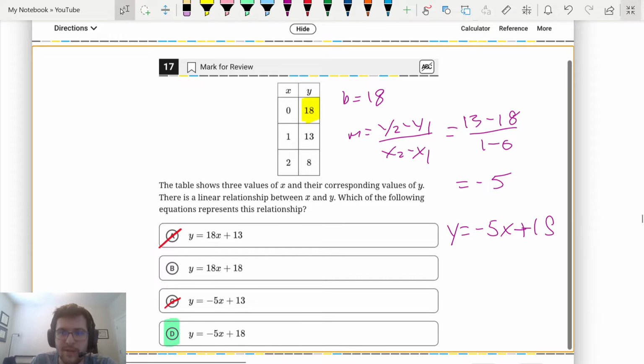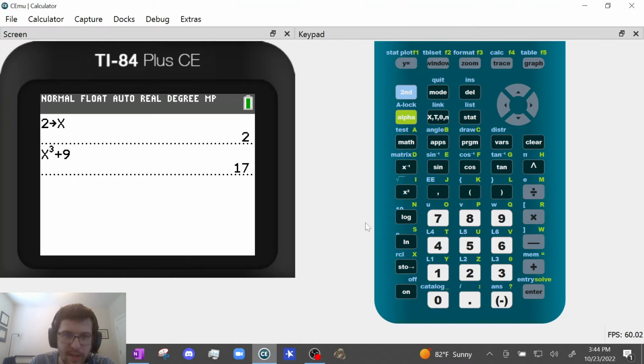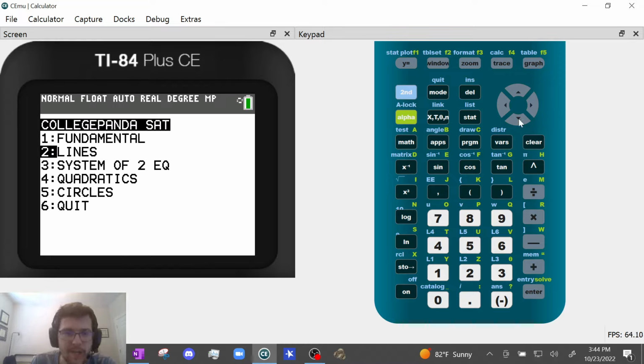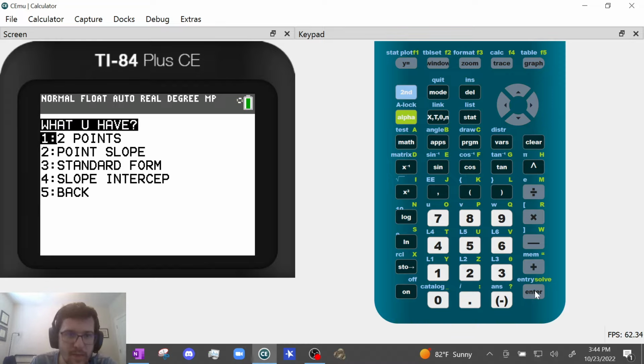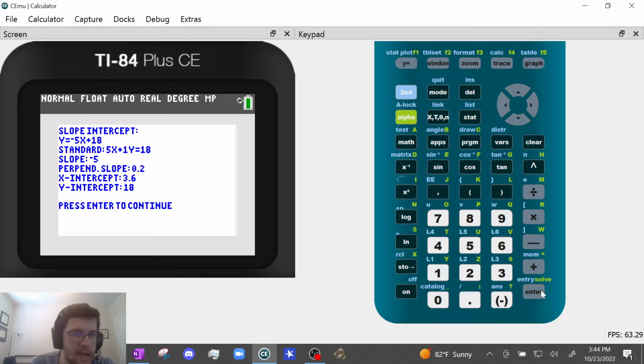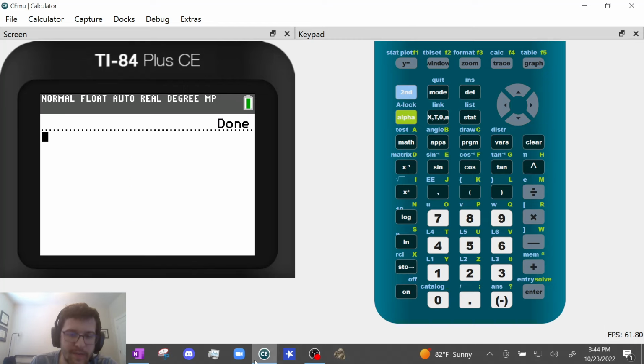Again, you don't really need to know how to do this one. You can put a program on your calculator that will tell you lines from 2 points. So I click on 2 points, and I'm going to type in 0, 18, and 1, 13. And I get y equals negative 5x plus 18. Great.